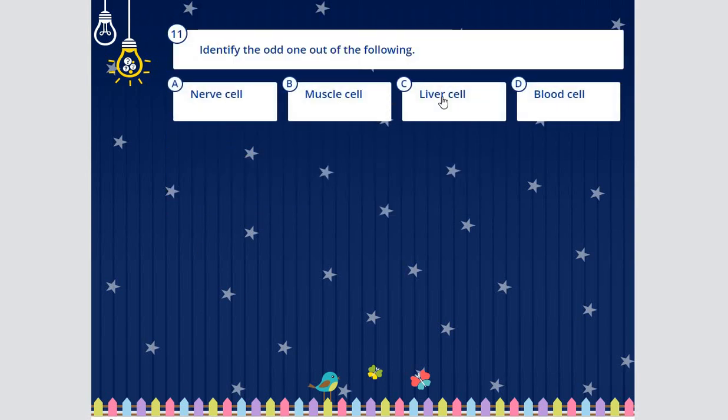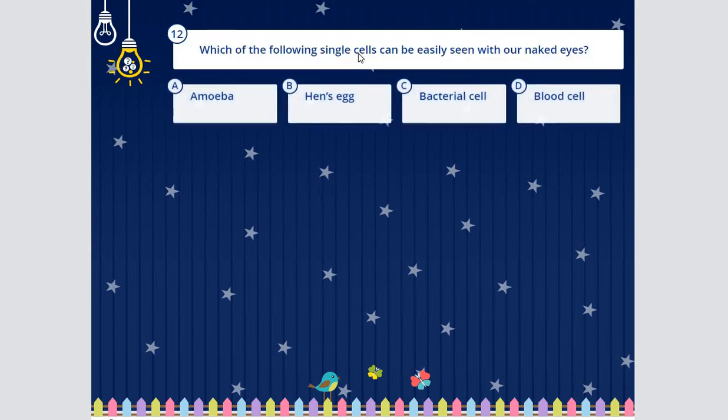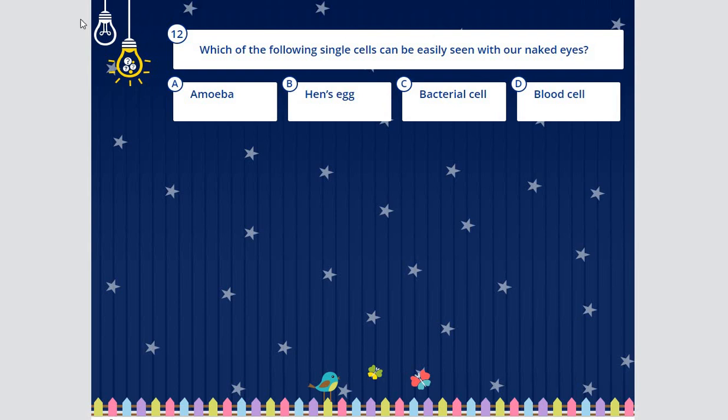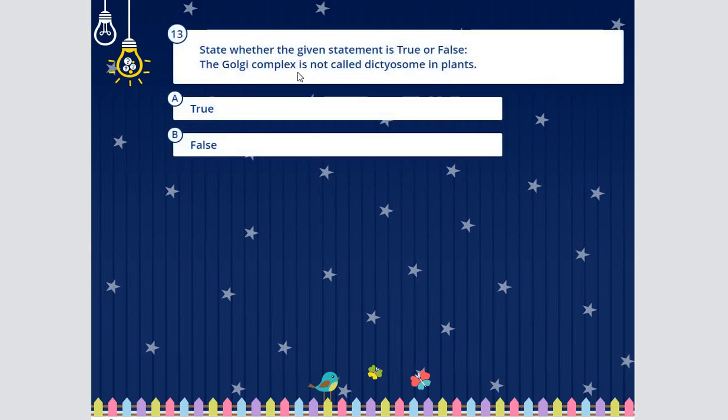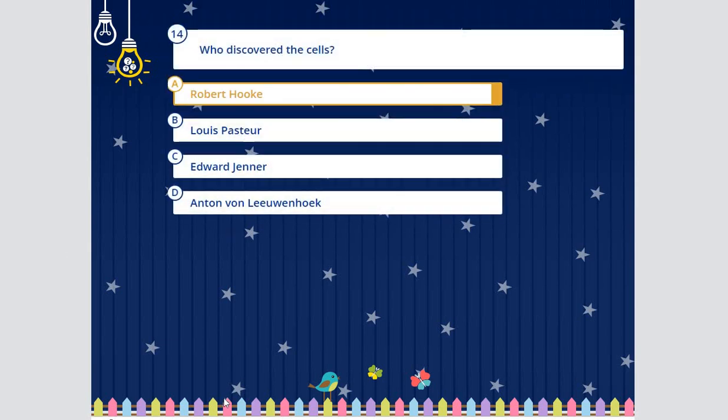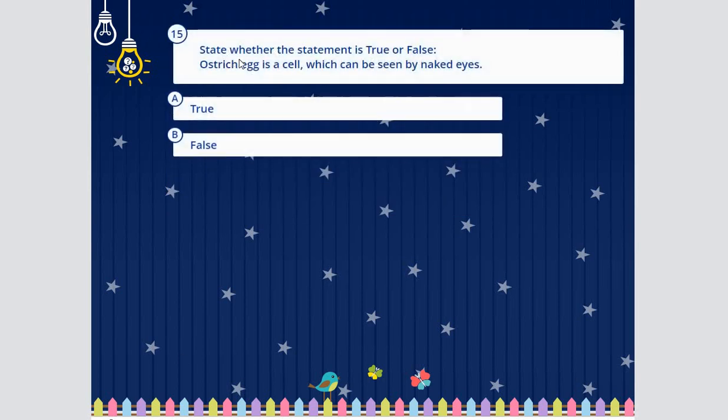Identify odd one out. Nerve cell, muscle cell, liver cell, blood cell. I think blood cell. Yes, correct. Which of the following single cells can be seen with naked eyes? Of course. False. Who discovered cell? Robert Hooke. State ostrich egg is a cell which can be seen by naked eyes. True.